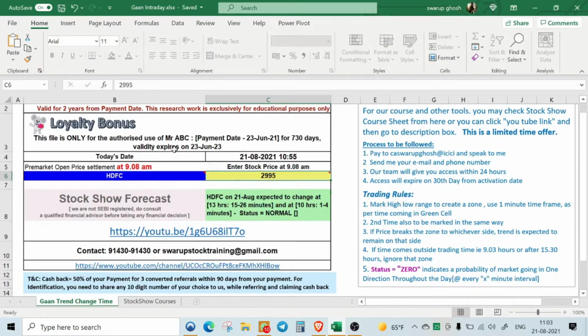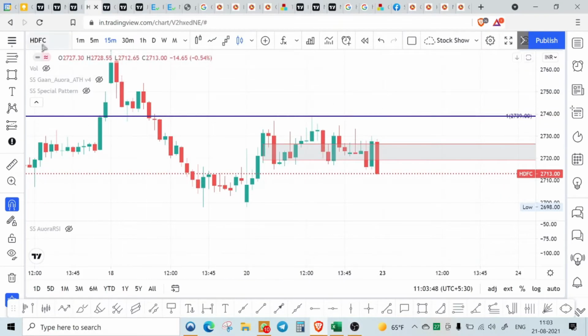So we started off our day with this GANN forecasting sheet, and we took HDFC based on our normal lightning scanner. The pre-market price was 2995, which also suggested that around 10 o'clock there would be a change in the trend. After getting this information, we went into the HDFC Bank chart and drew this. This is the trend change time. This is the zone.